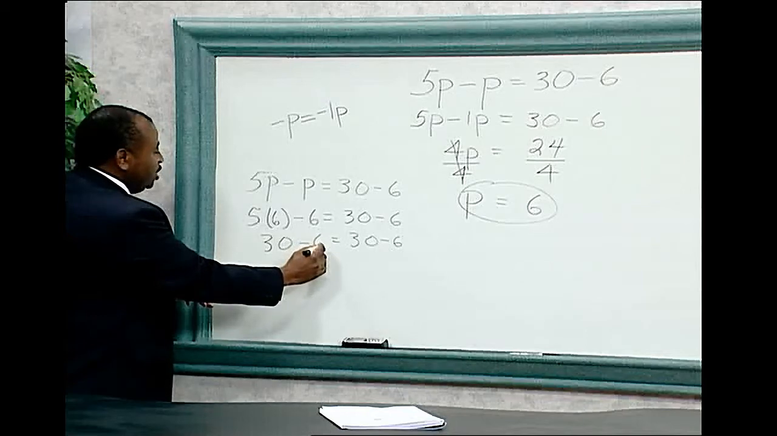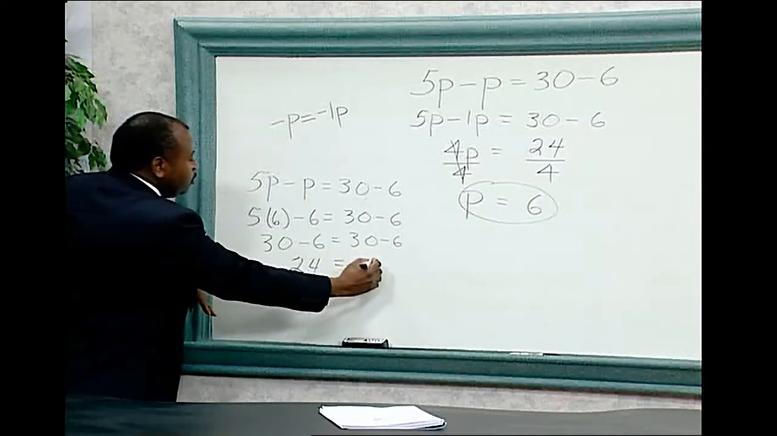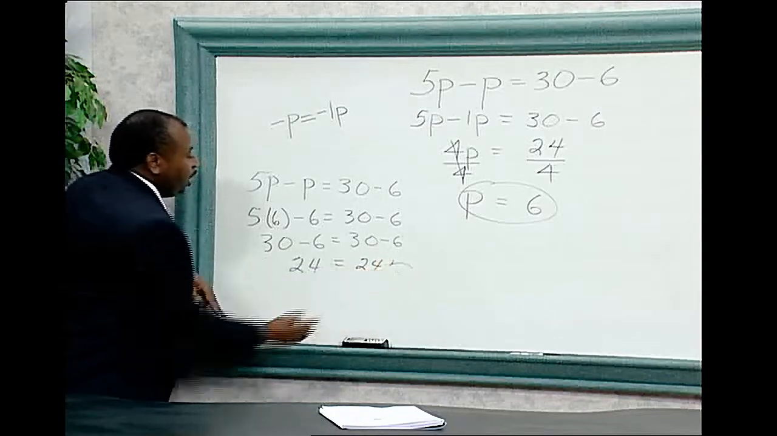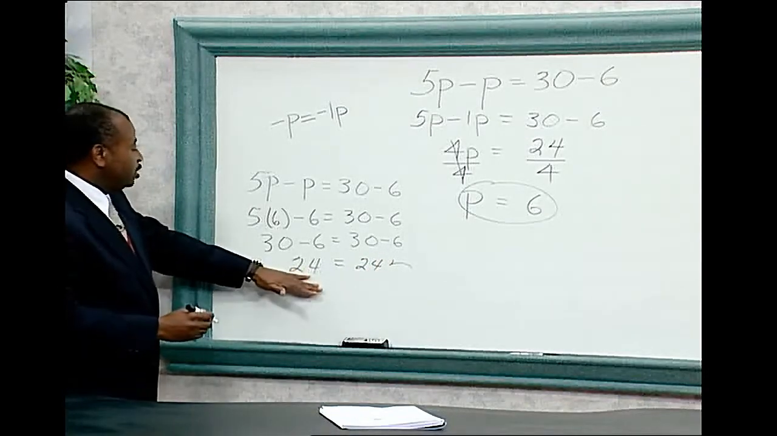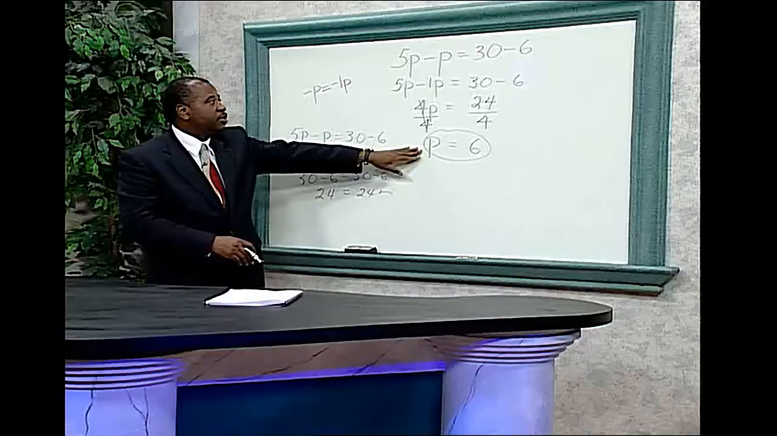5 times 6 is 30, minus 6 is 24. That is equal to 30 minus 6, which is 24. Therefore, as you can plainly see, we got 24 on both sides. That means that p equals 6 is the correct solution to the equation 5p minus p is equal to 30 minus 6.